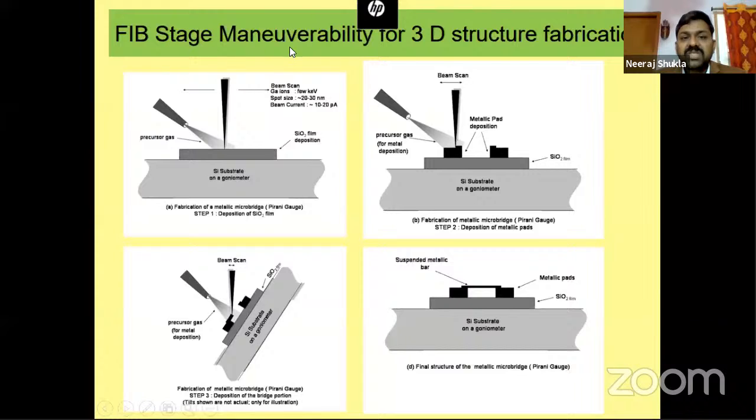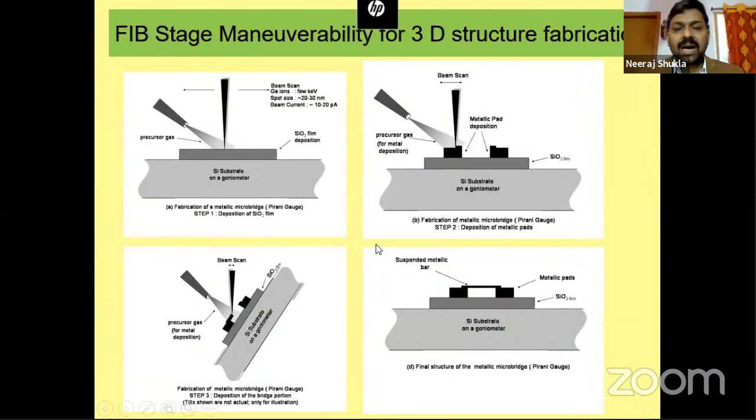I'll now come quickly to some of the nanostructures fabricated by focused ion beam. This is the five-axis stage maneuverability for 3D structural fabrication, where you can tilt the stage to achieve these three-dimensional structures. The beam can also scan in a specific manner. You can rotate it up to 52 degrees, and various companies make different kinds of models.